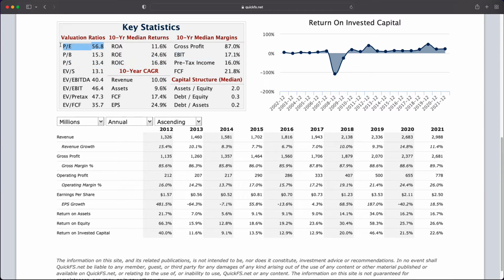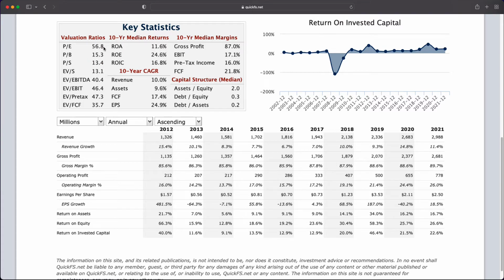Now, PE of 56 is highly concerning. Price to sales of 13. All of this suggests very extreme overvaluation. I'm never going to pay more than 10 times sales for a company. I think that's just too extreme. So that would put you at a minimum of 30% overvalued of something I would consider. This is 2 to 3 times what I would consider.